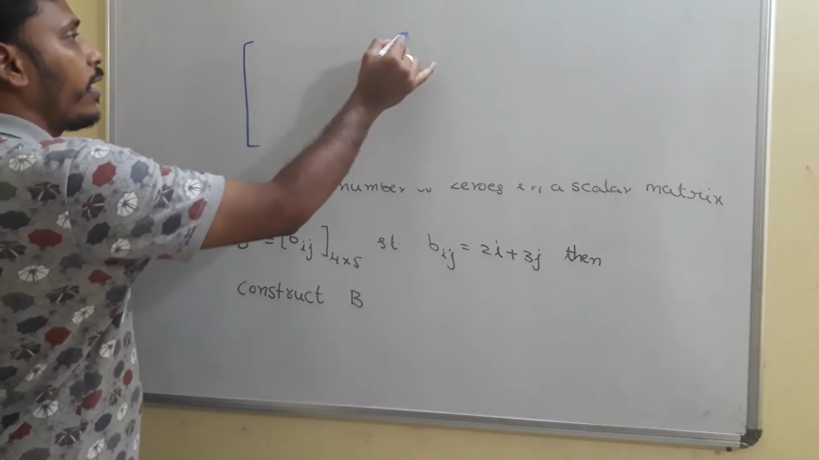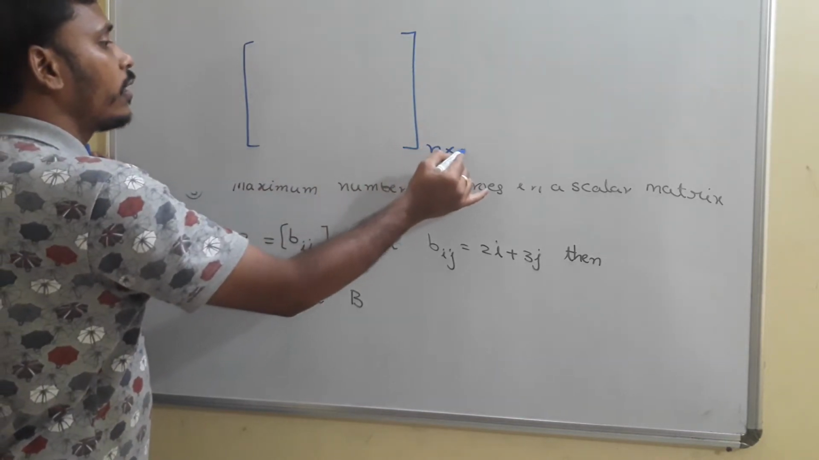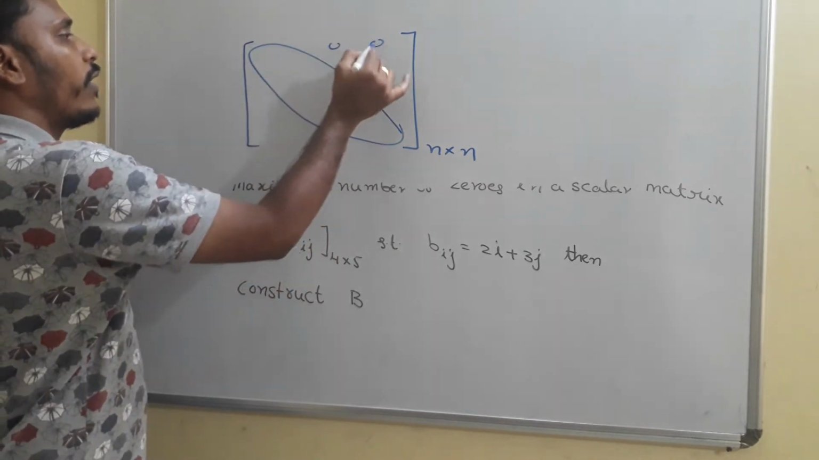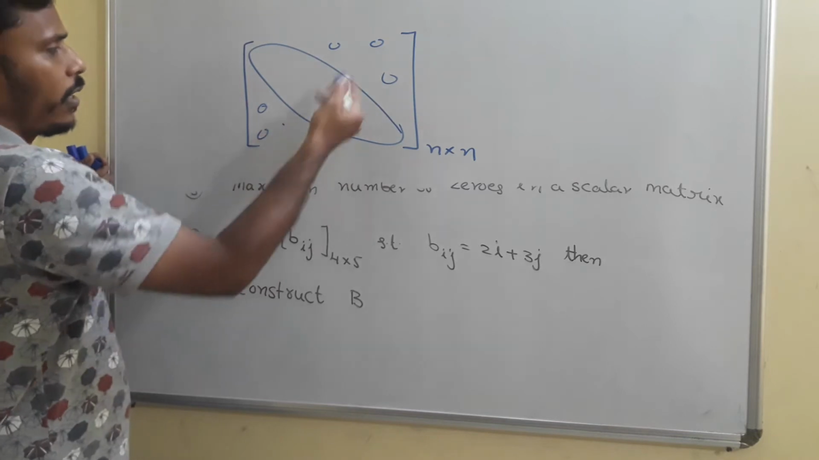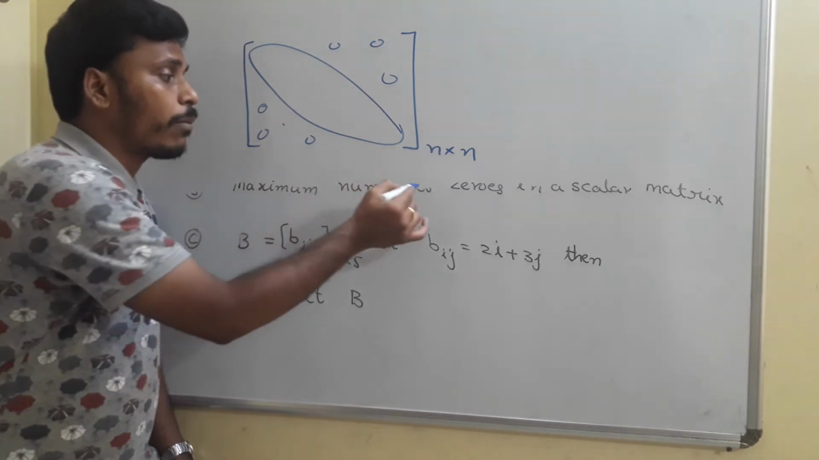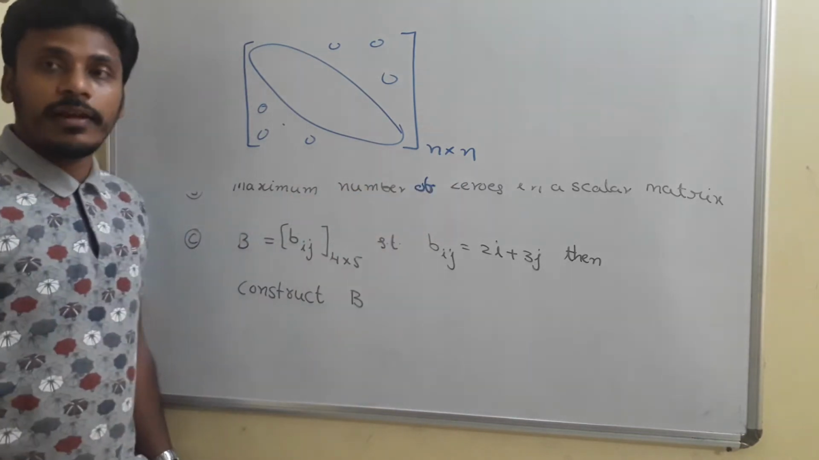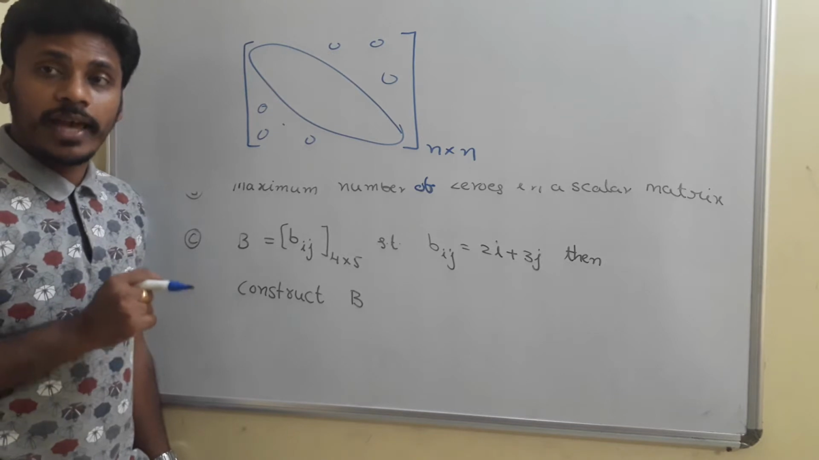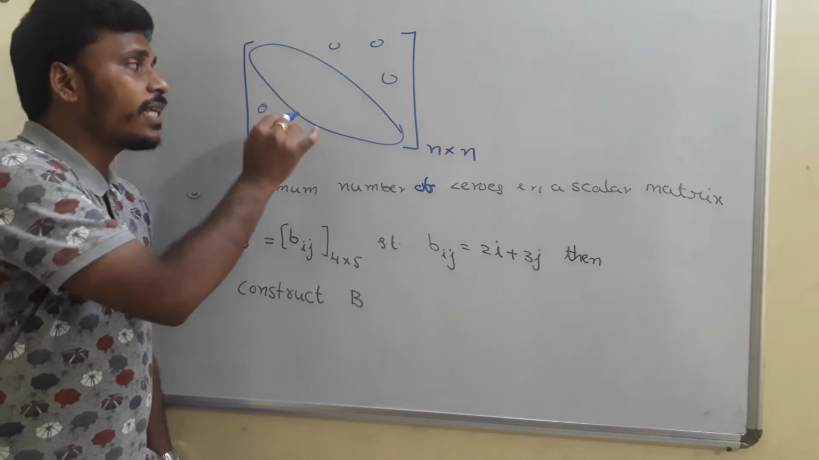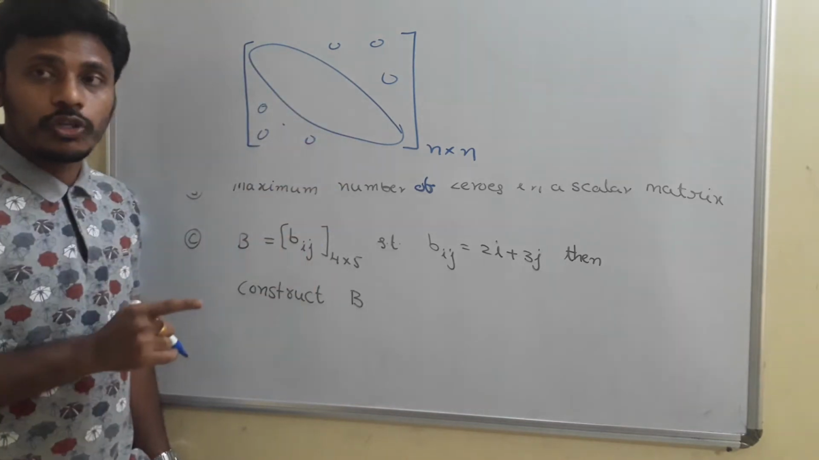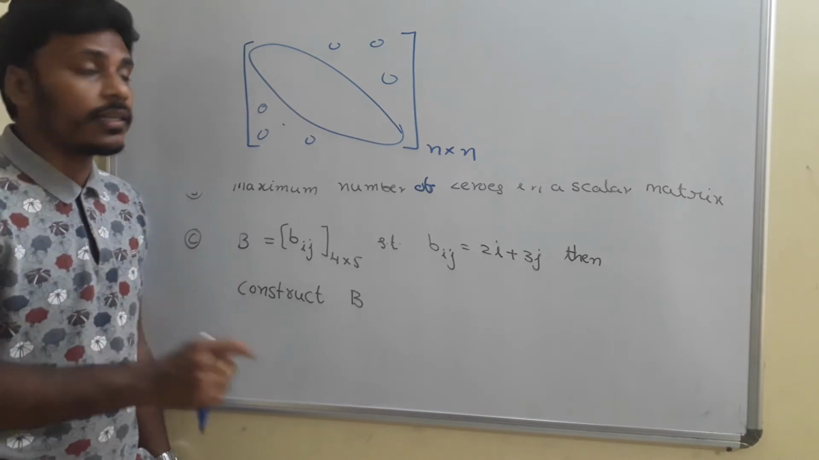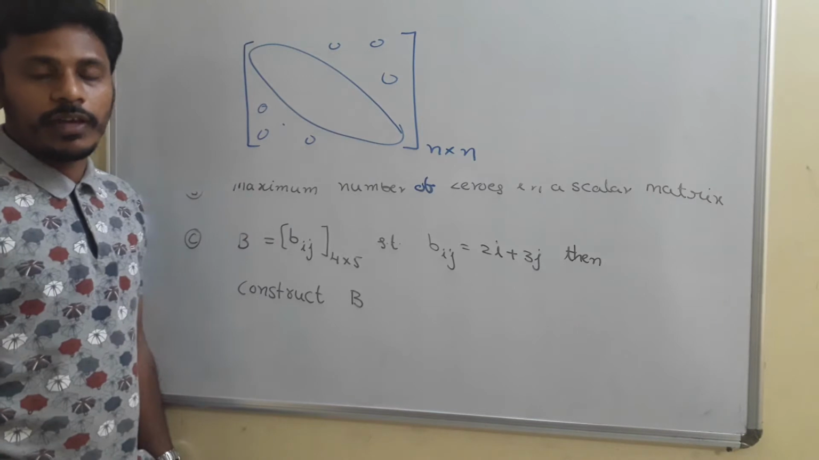So if we have a square matrix of order n by n, all the diagonal elements should be equal and all the other elements are zeros. Now we are discussing the maximum number of zeros in a scalar matrix. As per the definition of scalar matrix which we discussed in the last class, all the non-diagonal elements must be zeros, and we need at least one non-zero element among the diagonal elements.